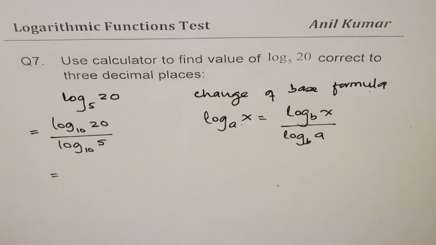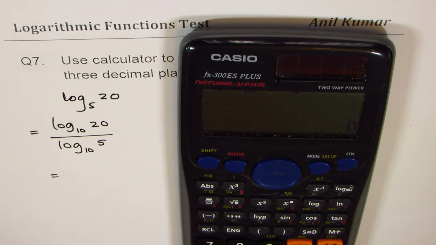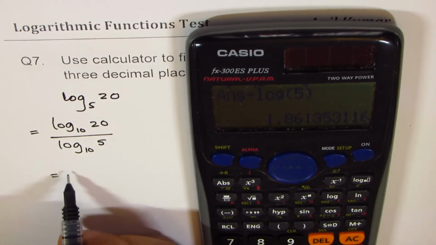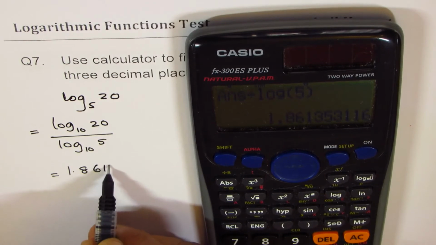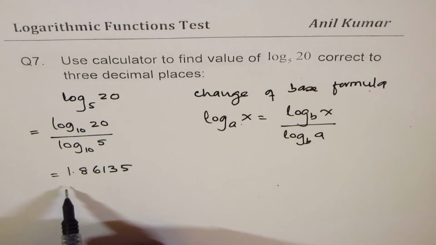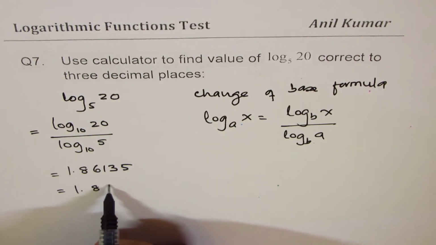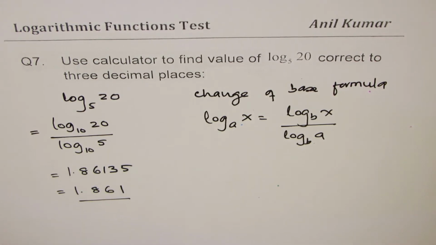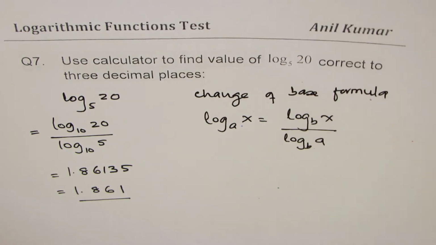So let's now evaluate. So the important step is to change the base. So we have log, base 10 is by default, of 20, and then we'll divide this by log of 5. So we get our answer as 1.86135, which we can round to 3 decimal places. So it could be written as 1.861, correct? So that is how you use it. Now we are going to extensively use change of base formula from here onwards till question number 14, okay?